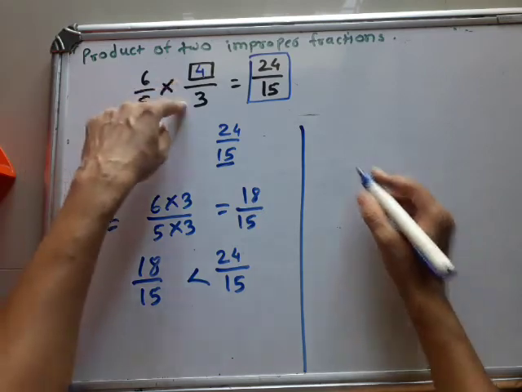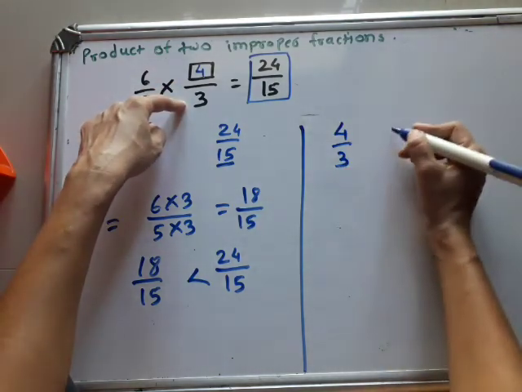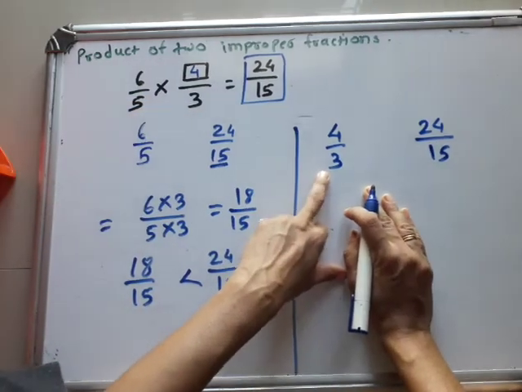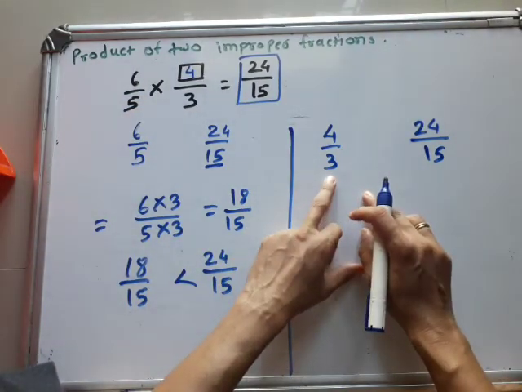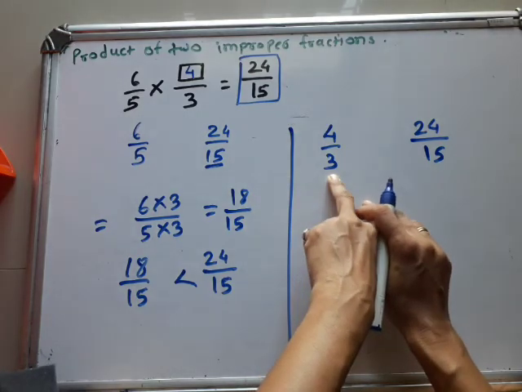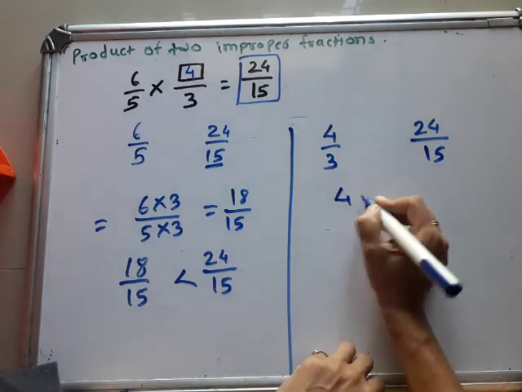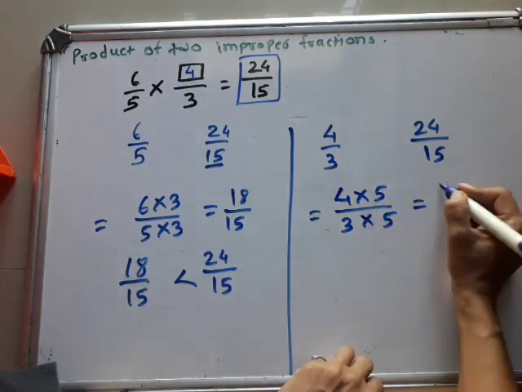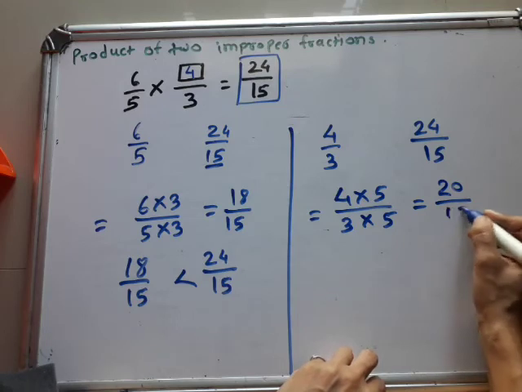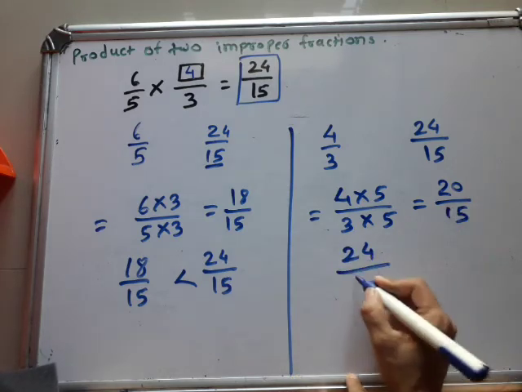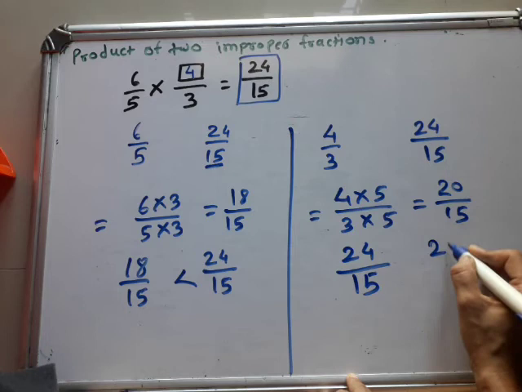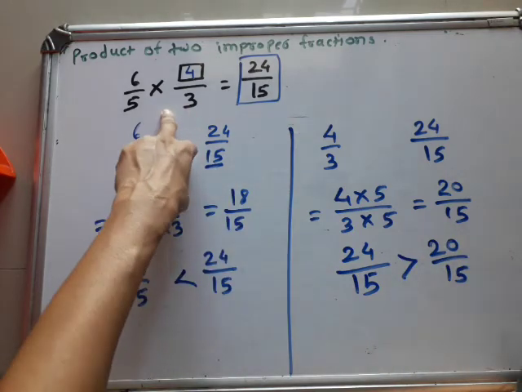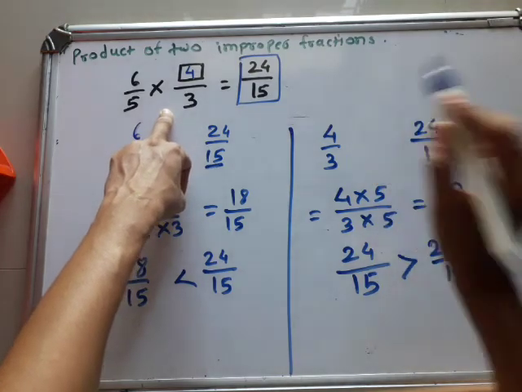Okay, this is the fraction. Now the next fraction is 4 upon 3 and the product is 24 upon 15. Again you have to make like fractions. So when you multiply by 5, we get denominator 15. 4 5s are 20, 3 5s are 15. Now we get both like fractions. So which is greater here? Again the product is greater than the given fraction. Okay, 20 upon 15 means 4 upon 3.